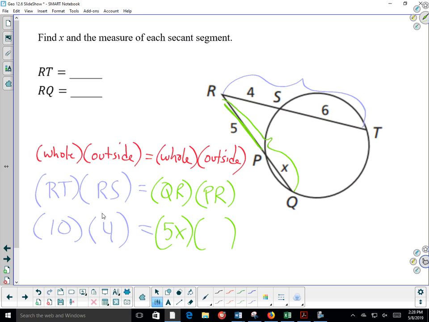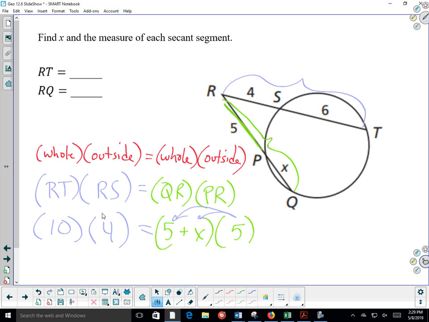Is it going to be 5 times x or 5 plus x? We're adding, so 5 plus x, just like we added 4 plus 6. So we want 5 plus x. Ella, keep going, please. And 5, just 5 for the external piece. Are we okay with this? Do we distribute? Sure. You can distribute. You could do 5 times both of these.